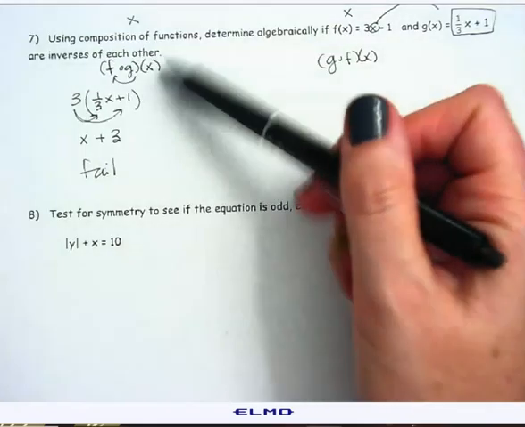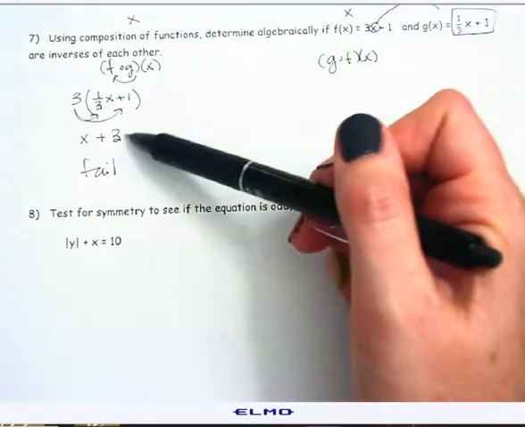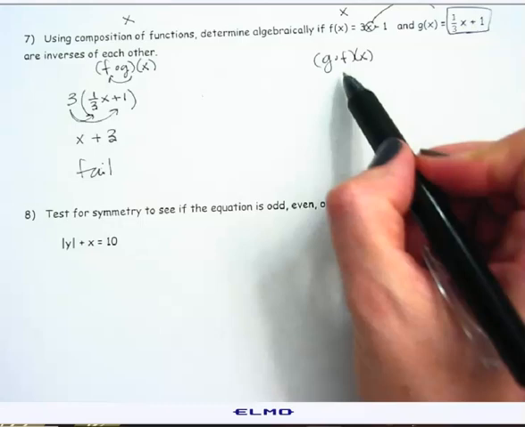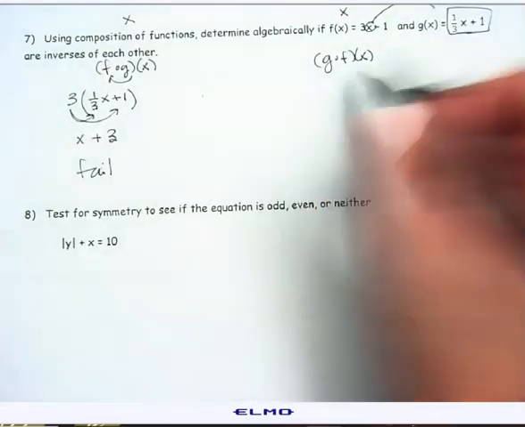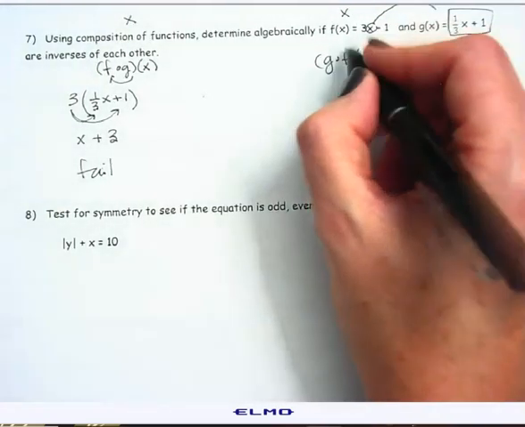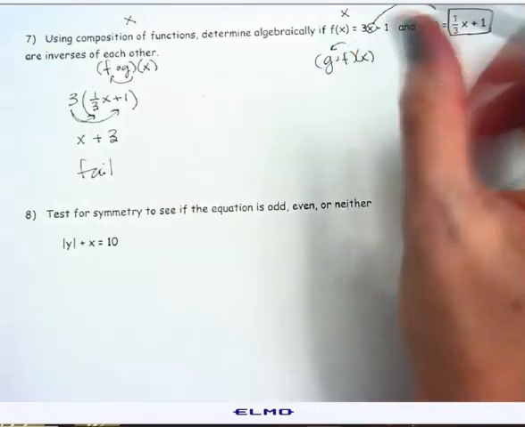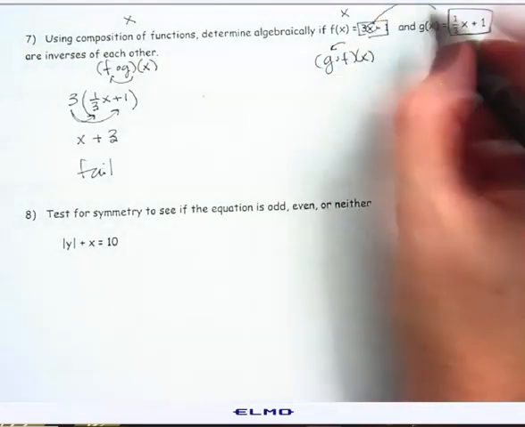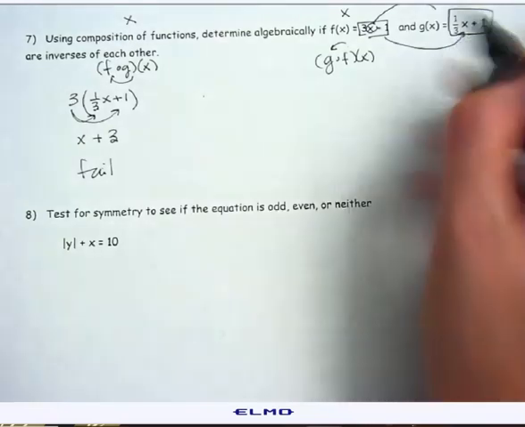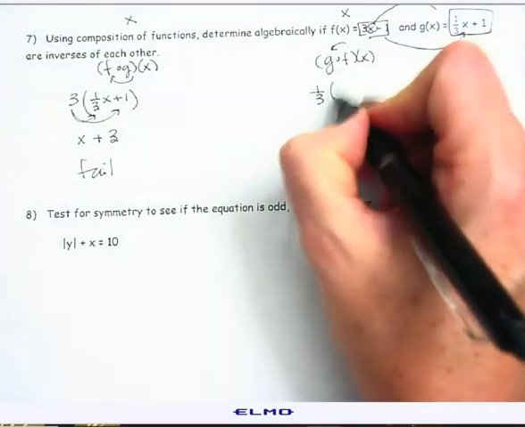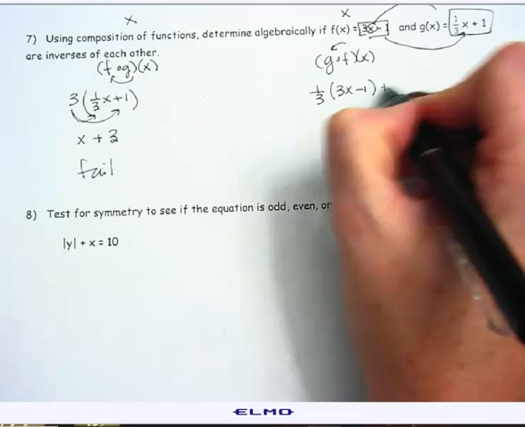Now I could stop here. If it fails one, you don't have to test the other, but just in case you tried testing the other, let me show you the math for that one. This one is saying to take f and plug it into g. So now I'm going to take 3x minus 1 and plug it for this x right here. So 1/3 parentheses 3x minus 1 plus 1.